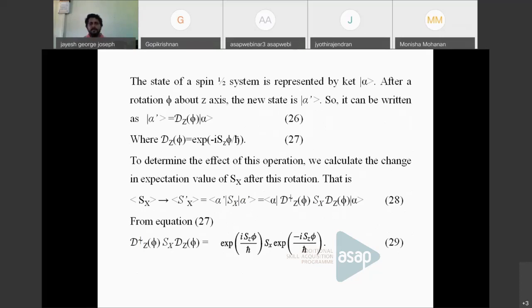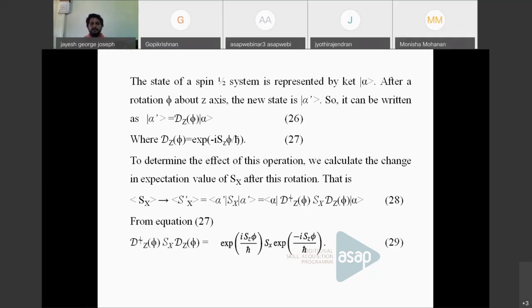The state of the spin-half system is represented by a ket alpha. After rotation phi about the z-axis, the new state is alpha prime. So it can be represented as alpha prime equal to Dz(phi) alpha. Here Dz is the corresponding rotation matrix, and the angular momentum is taken as Sz. That is the rotation about the z-axis. Therefore, it can be written that way, equation 27.